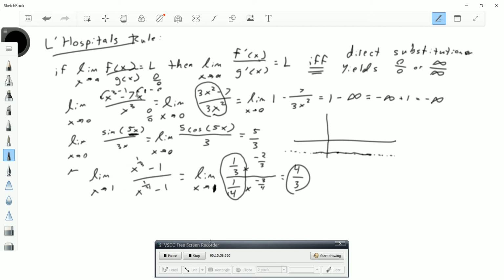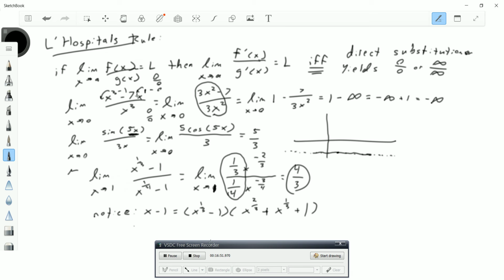It's pretty cool. Now, just as a side note, I'm not going to do it for you because the video is already getting long, but if you didn't know L'Hopital's rule, what you would have had to do with this limit is to notice that x minus 1 factors by the difference of cubes as x to the 1/3 minus 1 times x to the 2/3 plus x to the 1/3 plus 1 by the difference of cubes.